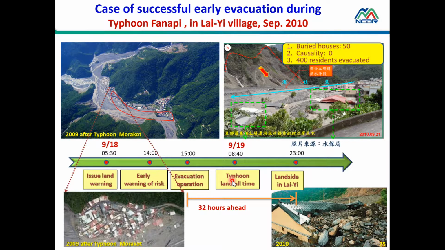After the typhoon made landfall, a debris flow attacked the village. You see, this is after Typhoon Fanapi. You see the landslide and mudslide attacked this village. 50 houses were buried, but zero casualties because 400 residents had already evacuated 32 hours ahead. So this is a good example. If we can have early evacuation, we can possibly reduce the death toll.